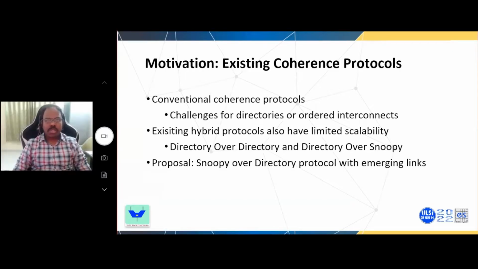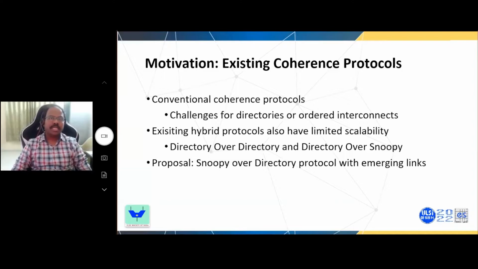As we said, conventional protocols typically face all these challenges in multi-core systems themselves, and implementation of directories either in a single chip or across multiple chips for directory protocols becomes a significant challenge, or the implementation of proper interconnects between different chiplets for Snoopy protocols also becomes a significant challenge. While hierarchical or hybrid protocols, which have been proposed as improvements over existing conventional protocols, like directory over directory or hierarchical directory protocols and directory over Snoopy protocols, do improve the coherence performance, they still have limited scalability when it comes to chiplet architectures.